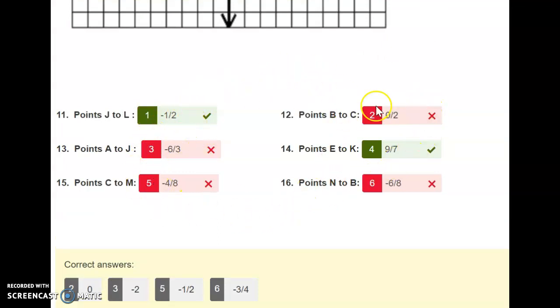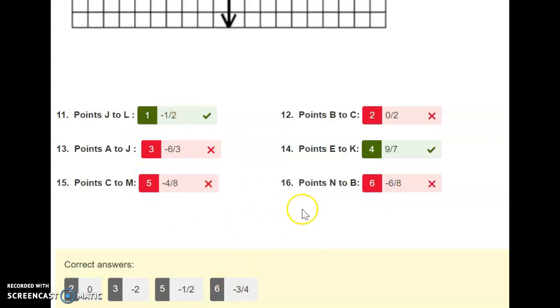Here we are calculating slope. A lot of these were counted wrong. -6/3 would be simplified to -2. -4/8 would be simplified to -1/2. 0 divided by 2 is simplified to 0. And -6/8 is simplified to -3/4.